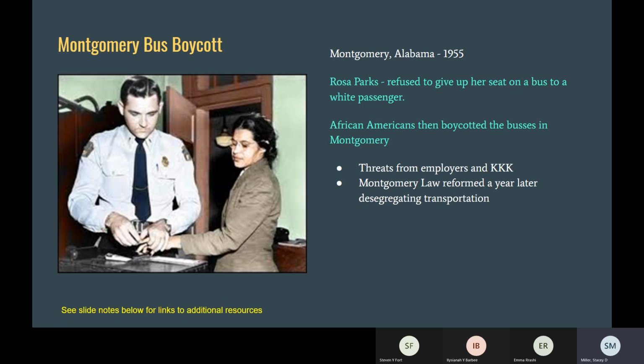There were a couple before her, most significantly probably Claudette Colvin. She was 15 years old. She was arrested for her refusal prior to Rosa Parks. She was defended by the NAACP, and the only charge that stuck was assault, which ironically is probably the dumbest charge that she was hit with.